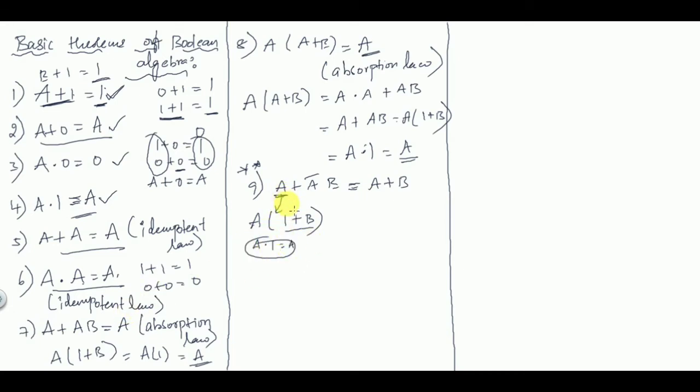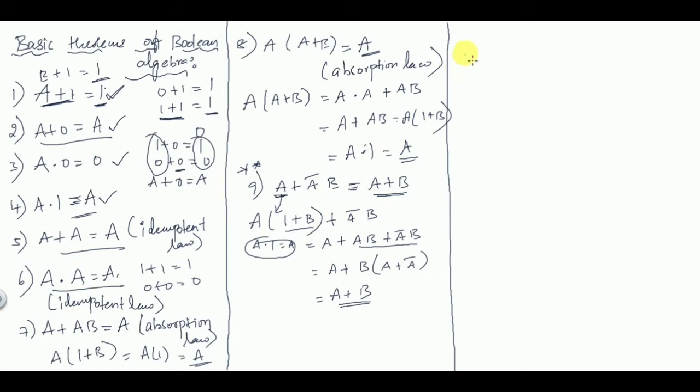So in the place of A, you can write A into (1 plus B), plus A bar B. That gives A plus AB plus A bar B. If you take B common in these two terms, it will be A plus B into (A plus A bar). A plus A bar is 1, and B into 1 is B again. So A plus A bar B is equal to A plus B.